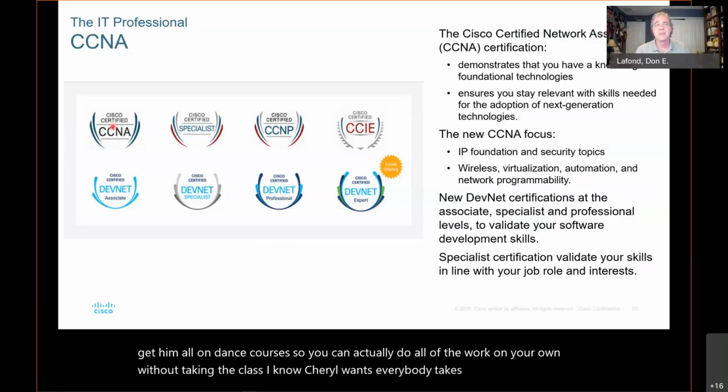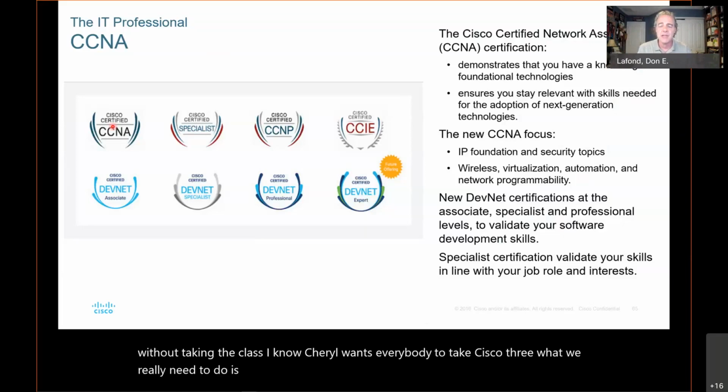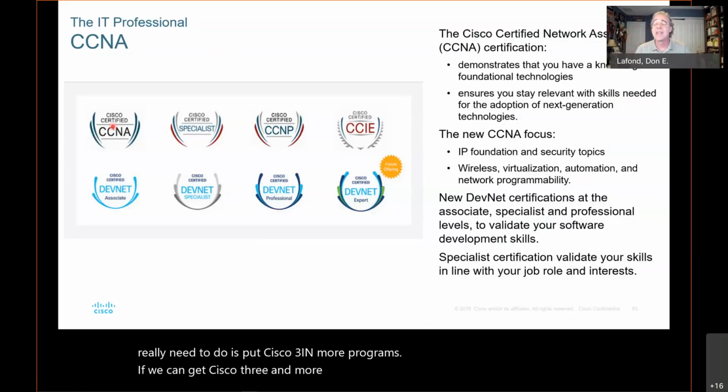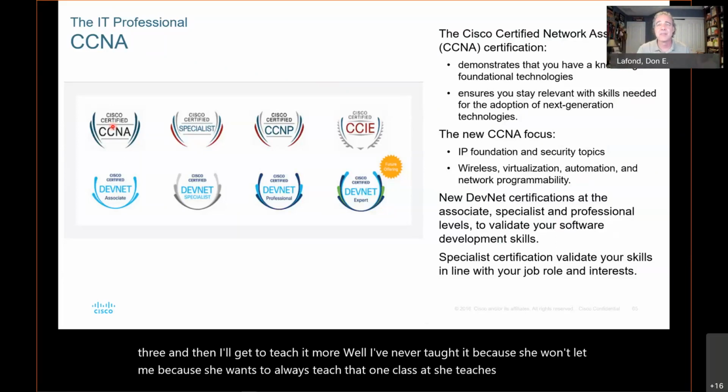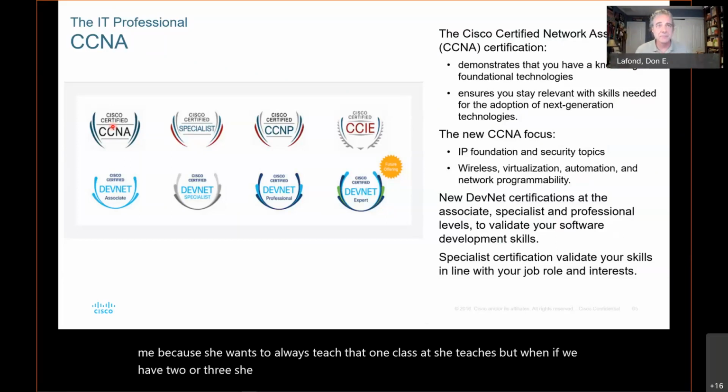What we really need to do is put Cisco 3 in more programs. If we can get Cisco 3 in more programs, then we'll have more students in Cisco 3, and then I'll get to teach it more. Well, I've never taught it because Cheryl won't let me, because she wants to always teach that one class that she teaches. But if we have 2 or 3, she promises that she'll let me teach one of them.